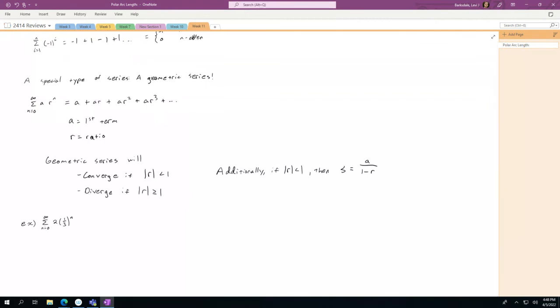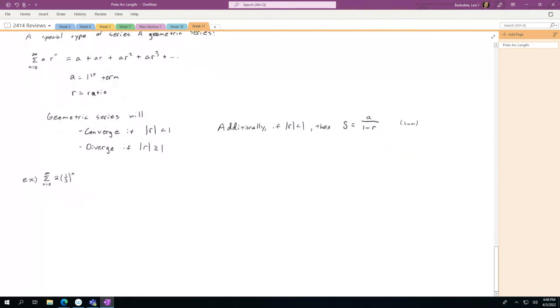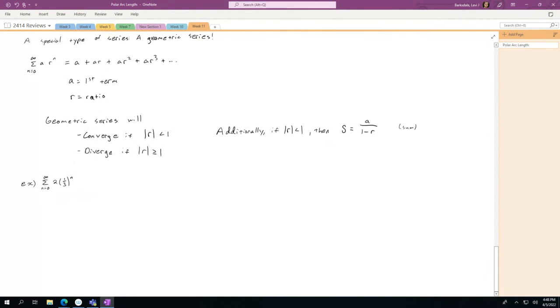You look a little confused. Oh, this is just S for sum. I know my handwriting is not great. I'll make that more clear. S. All right, so our sum is equal to A over 1 minus R. So there we go.